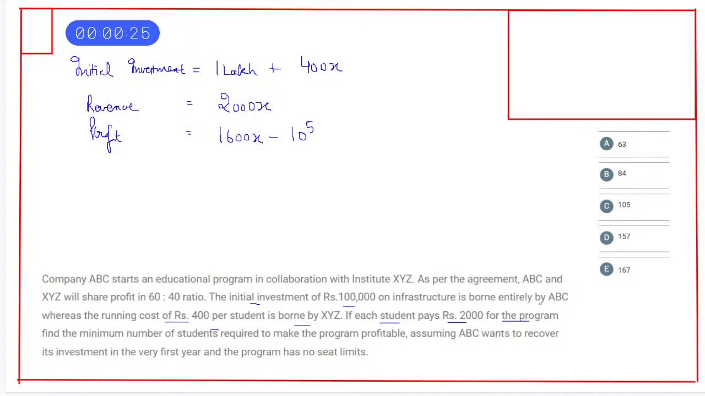Everything clear right now? Okay. Now moving to the next, we have to divide this profit in the ratio of 60:40, or you can say 3:2. We have to divide this in 3:2, such that this will be received by ABC and this by XYZ. And it is given that ABC will recover his entire investment. So how much will ABC get? ABC will get 3 by 5 of this total profit.